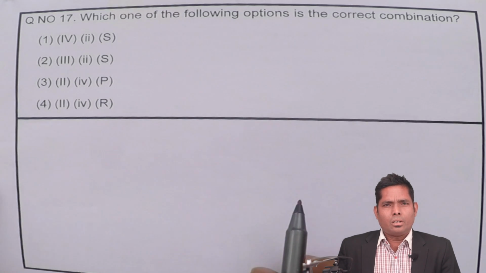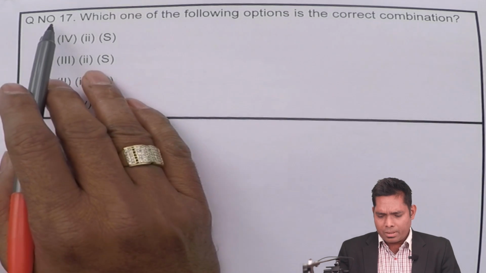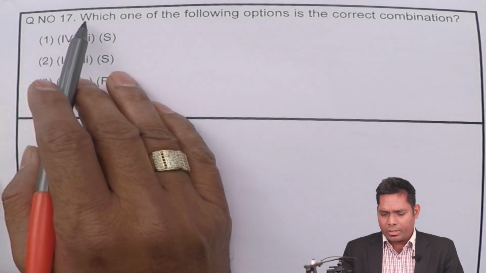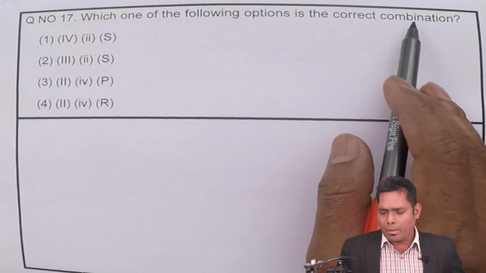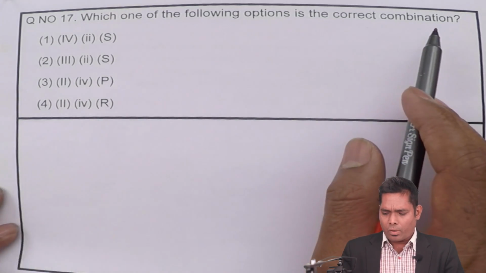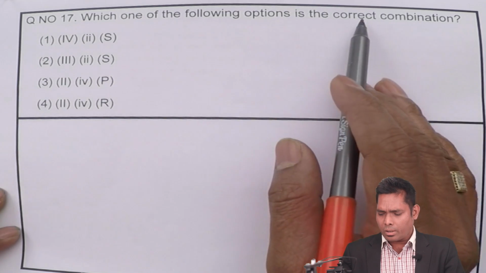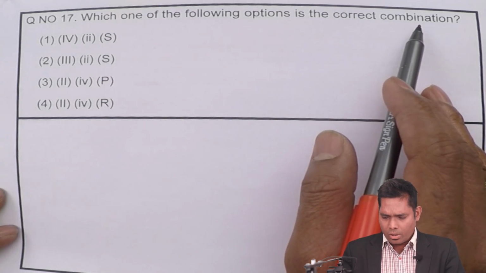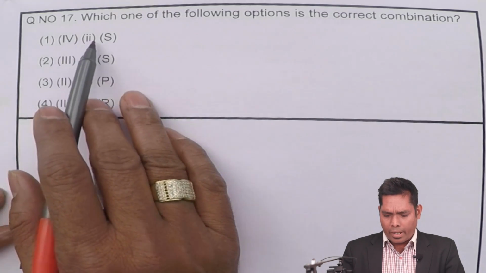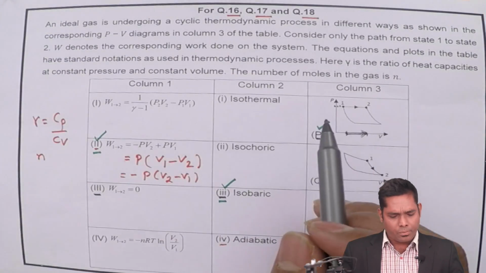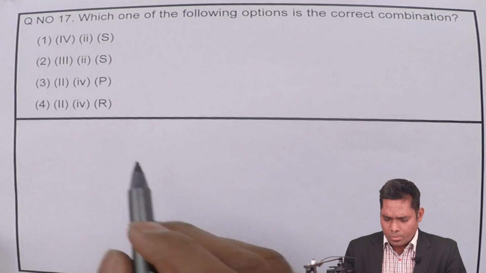Students, let us solve this question number 17 of the same paragraph. Which of the following options is the correct combination? So it talks about the combinations 4, 2, s. Let us see the combinations. First is option number 1.